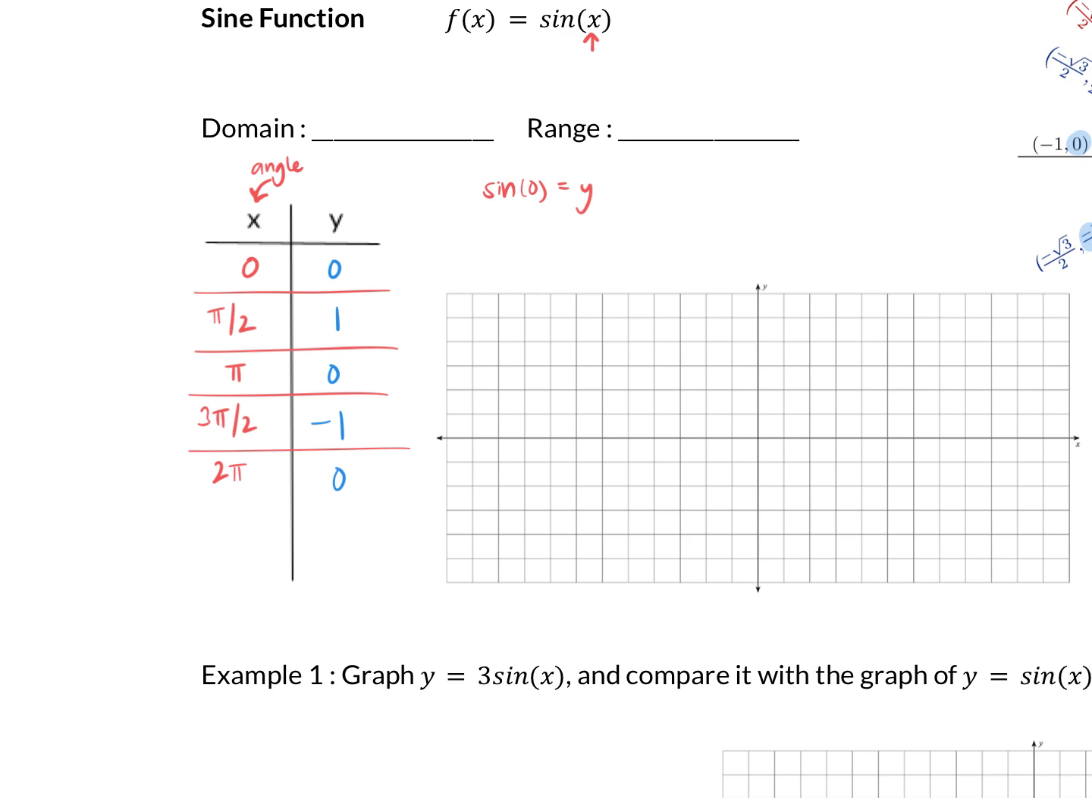Okay, does anyone know what the sine graph looks like? Yeah, it's squiggly, right? It's like a little wave, okay? On that little wave, does it ever stop? No, it goes forever and ever in both directions, okay?